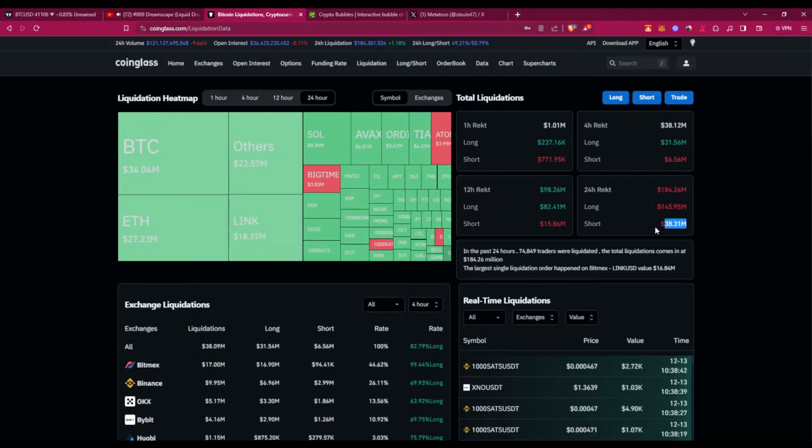38 million in shorts were squeezed and 145 million in longs. So there are more longs being liquidated than shorts. But what is interesting is that the shorts are also getting liquidated, almost a quarter of the amount liquidated in the longs. But don't forget, the narrative is long. So until the ETF comes out, it's normal when we flush down that more longs are being liquidated than shorts.